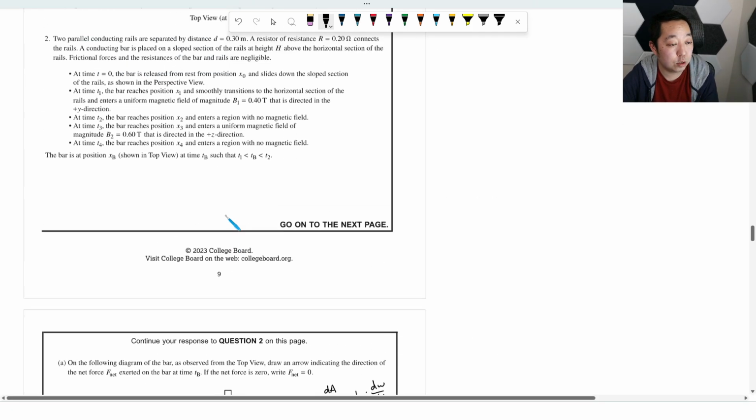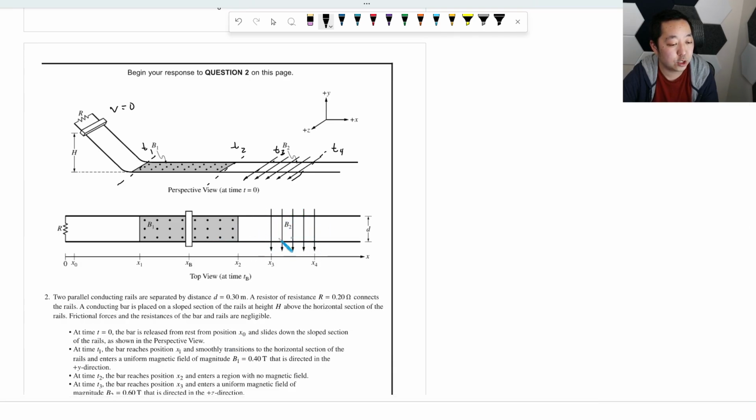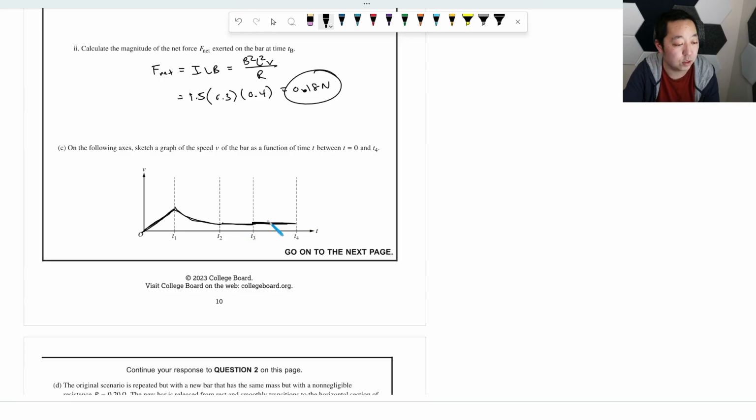Then from T2 to T3, it's going to have no force acting on it. Here there's no flux change. In this part, it's parallel to the loop, so none of the magnetic field goes through the loop. So there's no induced current and no force. The object has no force acting on it, so it's just going to move at constant velocity at that point.